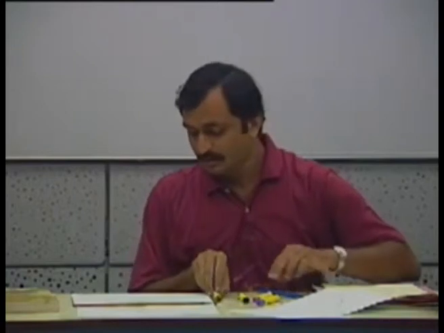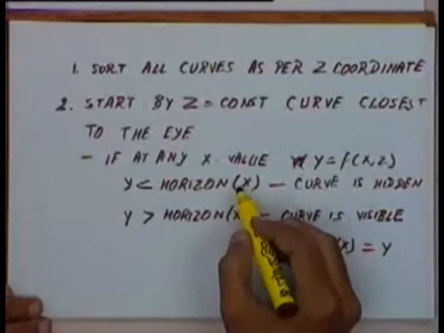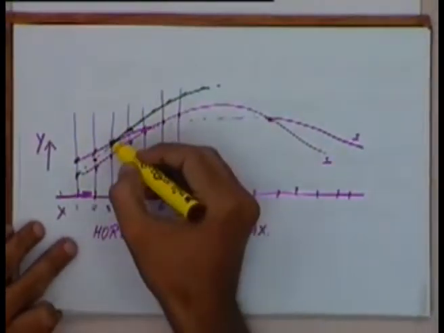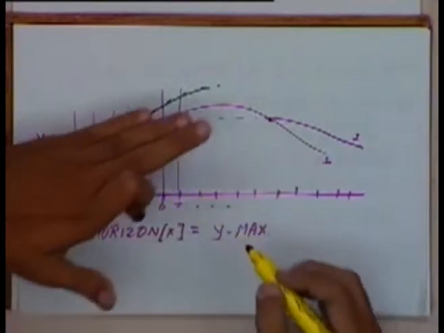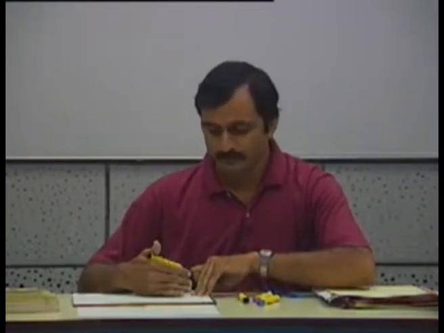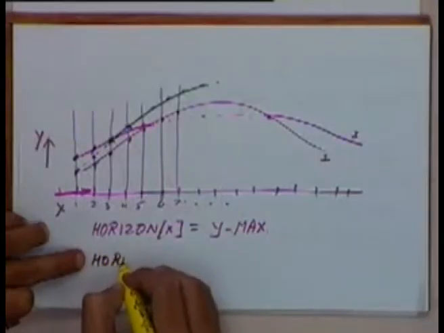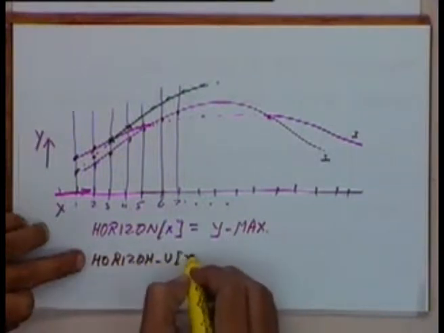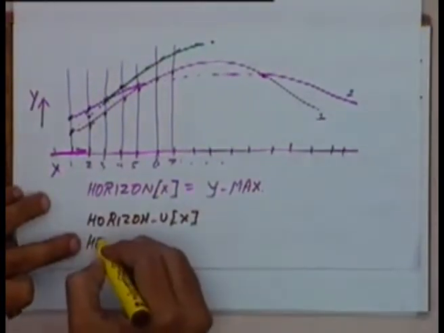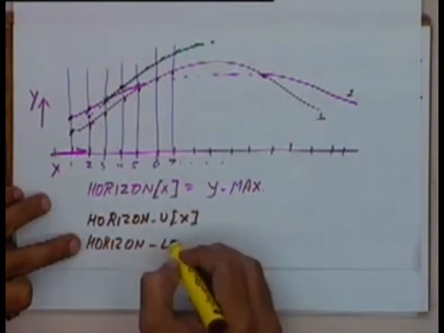Right now we are maintaining an array called horizon of x. This horizon is essentially the upper value of y that is visible. We are assuming that everything is solid under it. But if it is not, then we also need to maintain the lower value of y which is visible. So if I maintain the lower value also, that means I maintain two horizons: horizon upper of x as well as horizon lower of x.